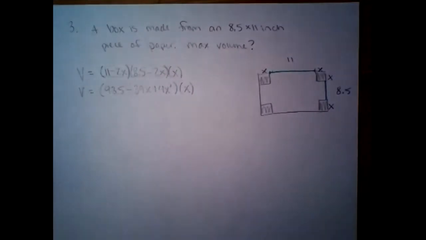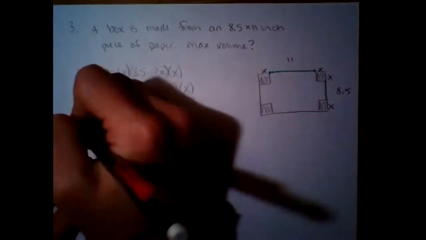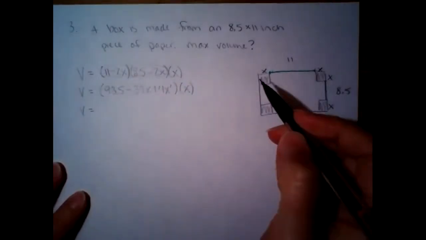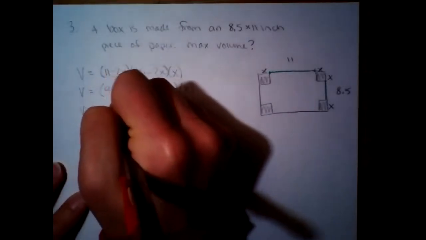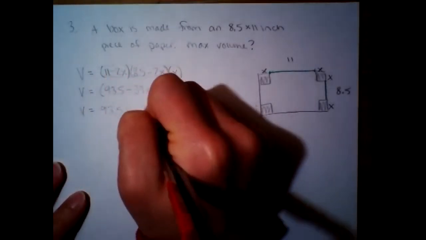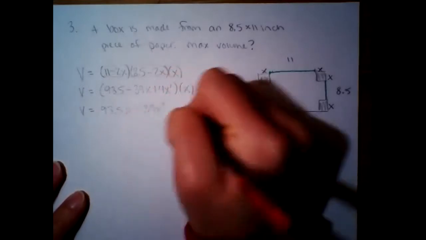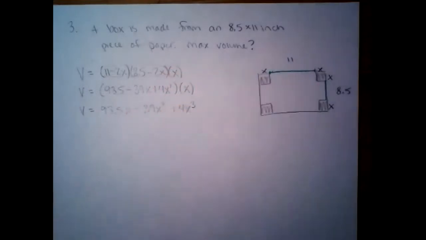It's just a bunch of distributing. You're just multiplying everything together. If algebra was your subject, if you were good at algebra 1, algebra 2, this is your thing, because it's basically just a bunch of algebra. All right, and then we're going to distribute this x through here. So 93.5x minus 39x squared plus 4x cubed.